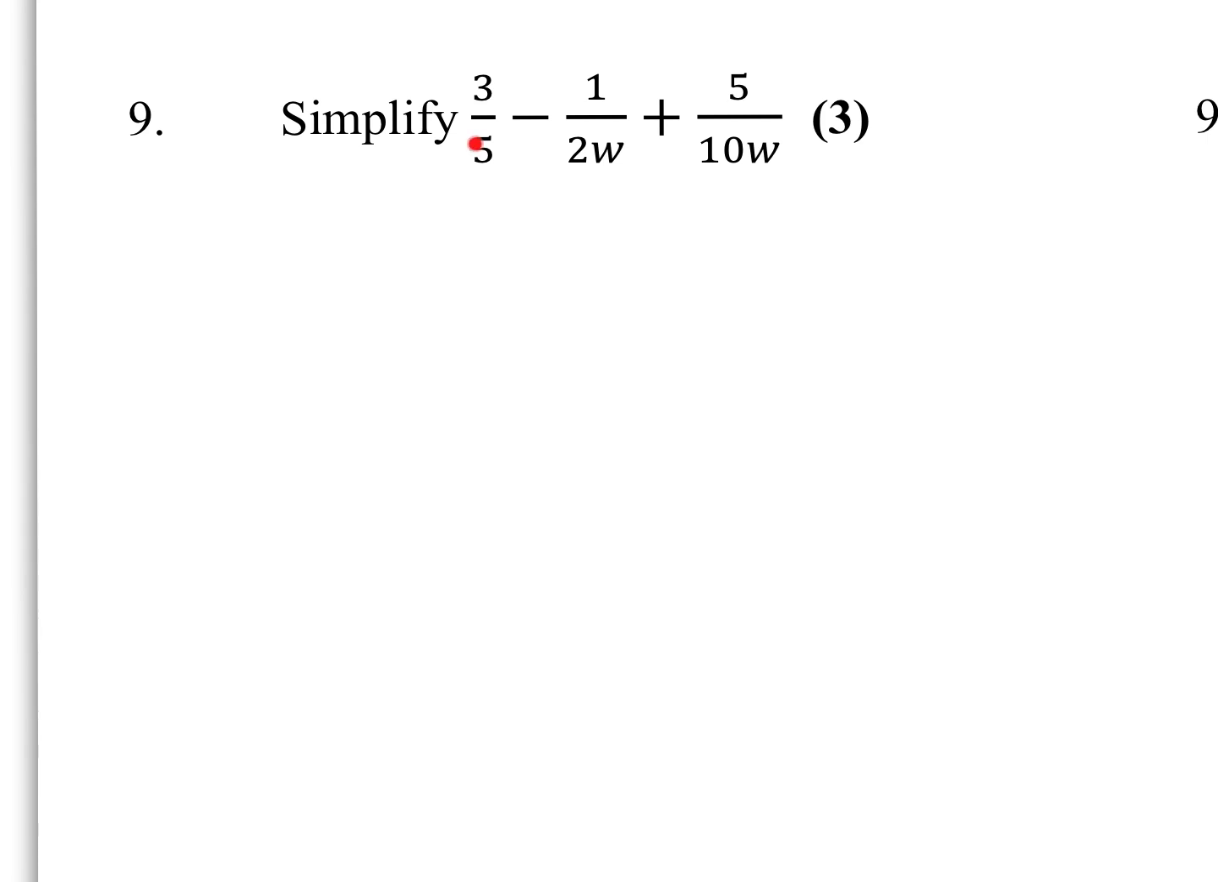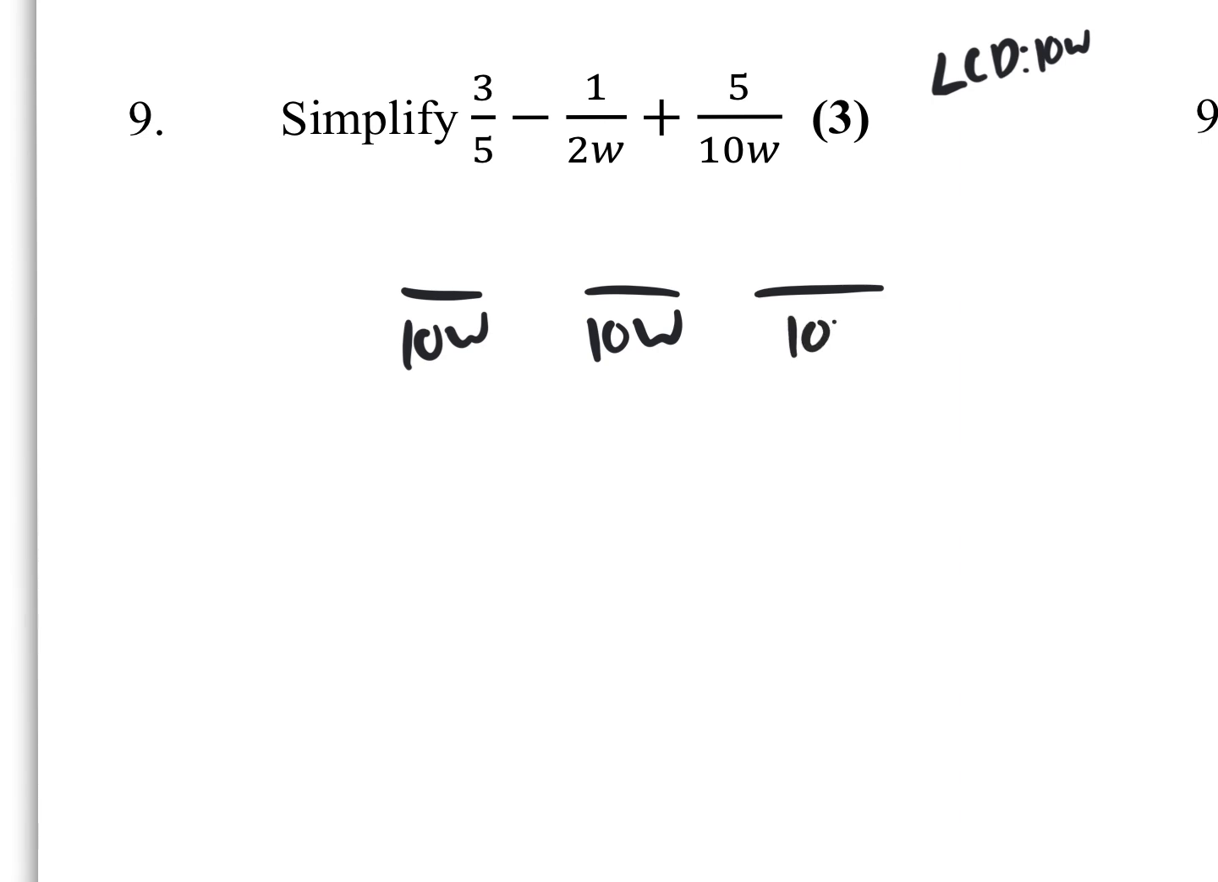Any ideas of 5, 2W, and 10W? Anybody? 10W would be the LCD, right? Why? Because 10W is already 10W. You could change this easily to a 10W by multiplying by 5, and you could change this easily to a 10W by multiplying by 2W. So what I like to do is rewrite my 3 fractions, but with the LCD that you guys just said, which was 10W, I'm going to write that at the bottom of each. 10W, 10W, 10W, and of course, we have a minus sign right here and a plus sign right there.